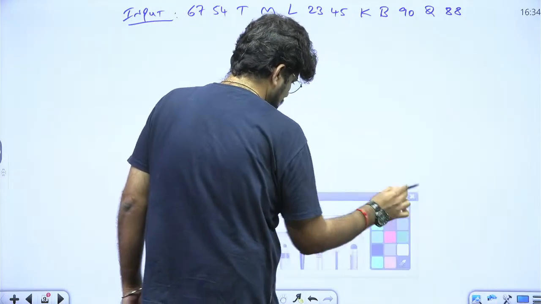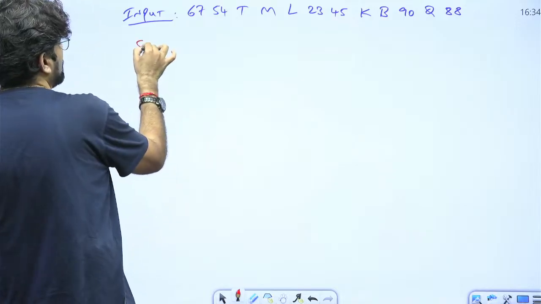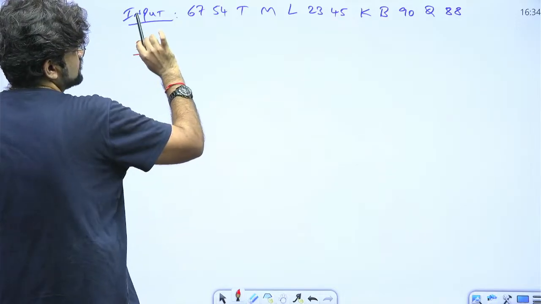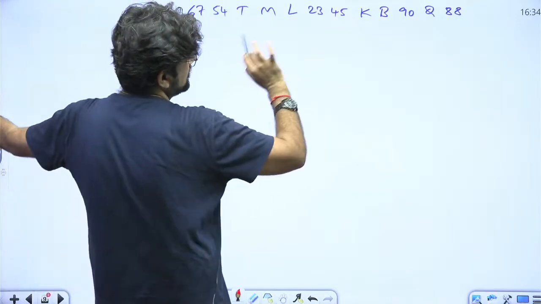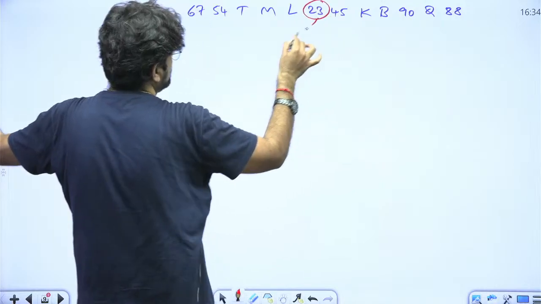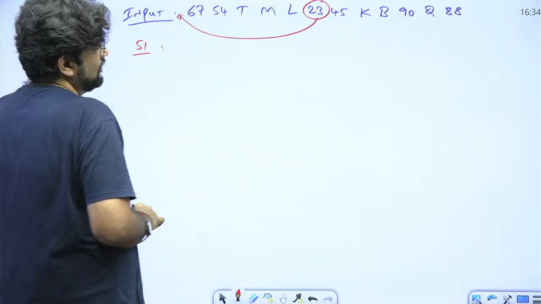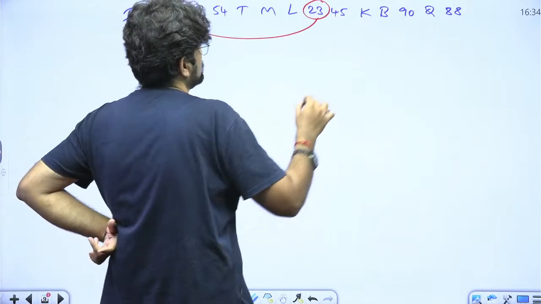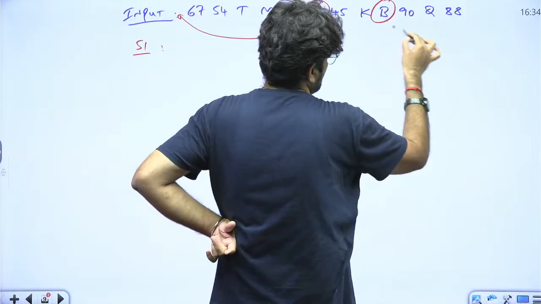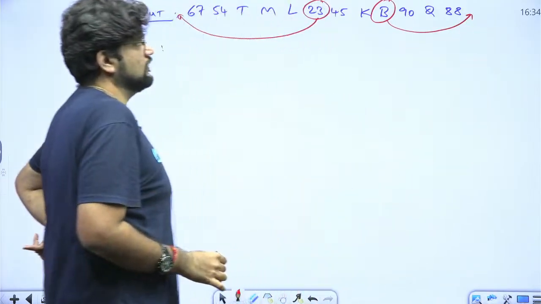Next, first step. What will happen? The smallest number will come in the front. What is the smallest number? It's 23. So 23 is going to come in the front. And the smallest letter is going to go at the back. Smallest letter is B. So B is going to go at the back. Okay. Now this is double pushback.